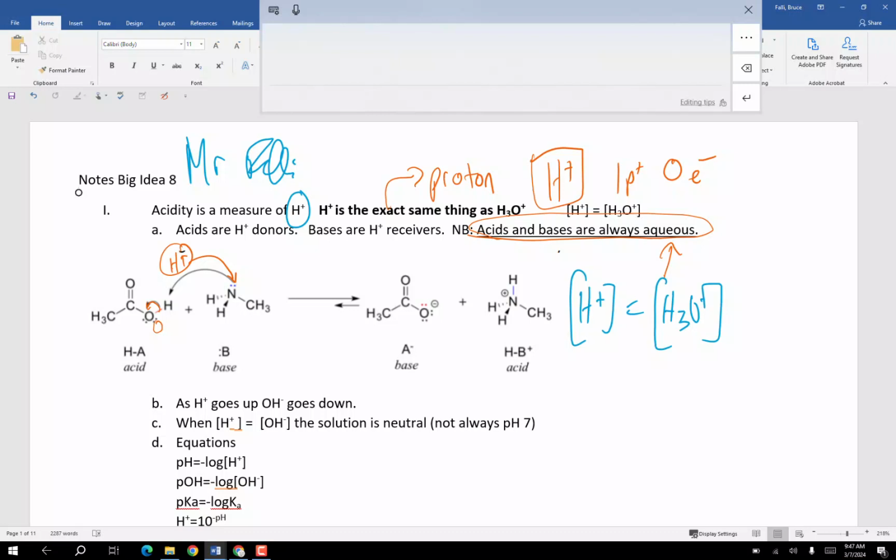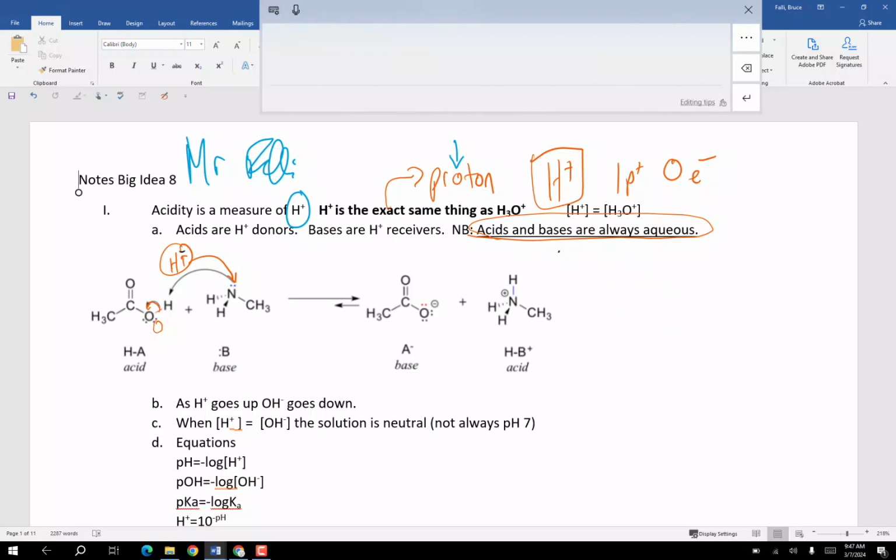Now remember, a proton is the same thing. So if it says, what's the concentration of a proton? That's that, okay? And remember, acids and bases are always aqueous. So HCl, we're used to calling hydrochloric acid. But if, and it rarely happens, but happens, it's a gas, that wouldn't be called an acid. That would not be hydrochloric acid. That would be hydrogen chloride. So remember, acids and bases are always aqueous.